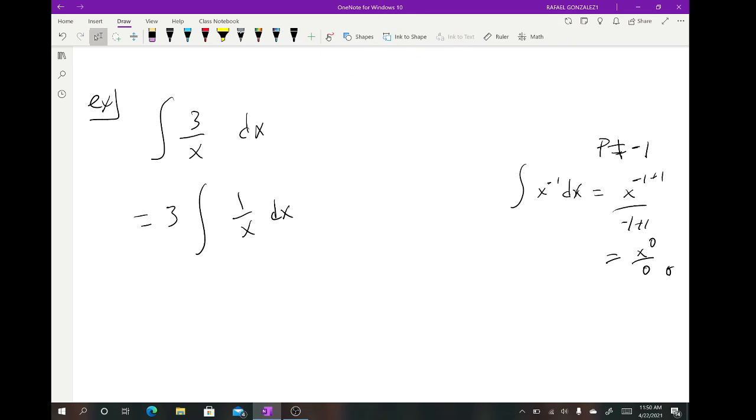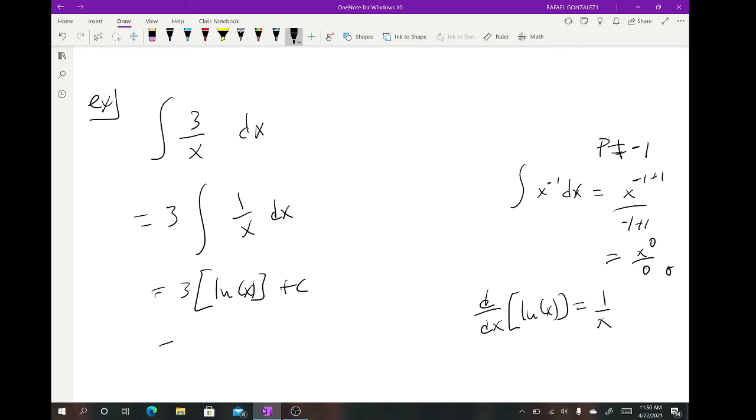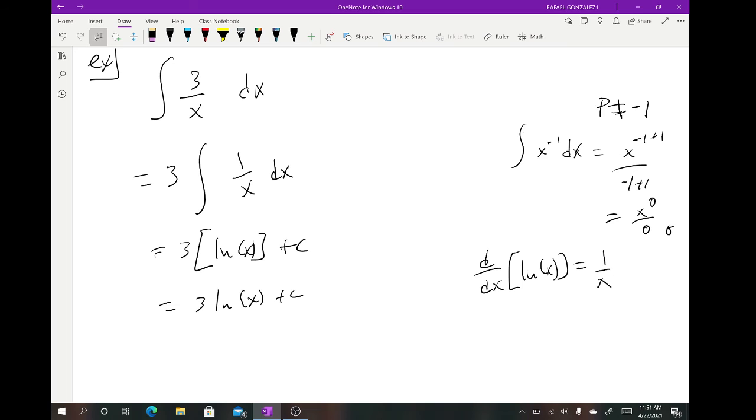But we do know, if you remember from earlier in the term, we actually do have an antiderivative for this. Because, if you recall, the derivative of ln of x is equal to 1 over x. So we have an antiderivative for it. ln of x is the antiderivative. So what we get is 3 times ln of x plus c, which is simply 3 ln of x plus c. So knowing these antiderivatives and these derivatives from before goes a long way.